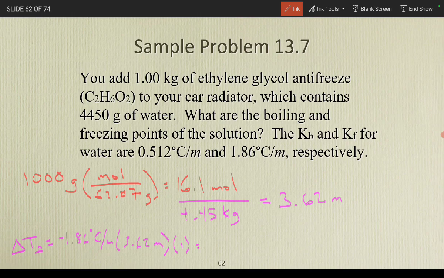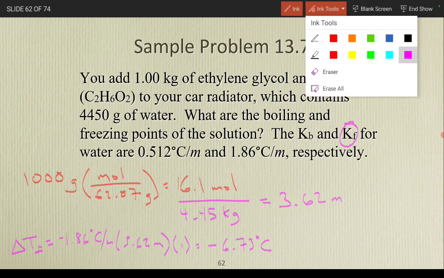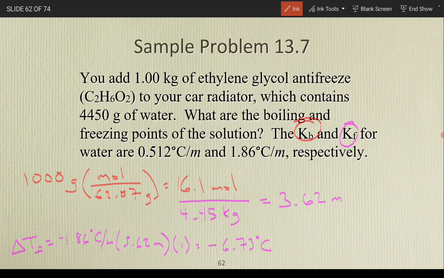So we're going to see we'll have a freezing point depression of negative 6.73 degrees, and that'll just be the new freezing point, since it's going from 0 as the pure solvent down to that temperature now that we've made the solution.